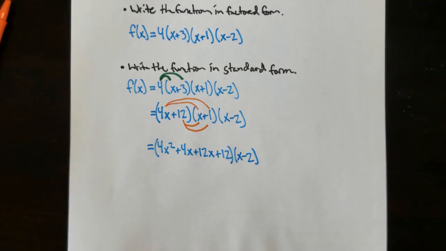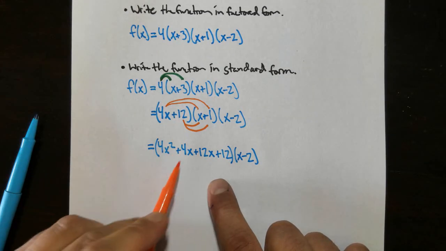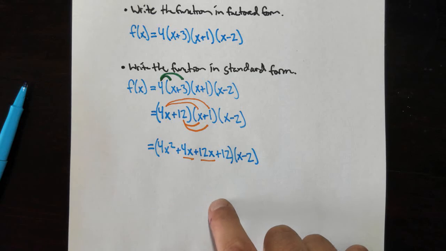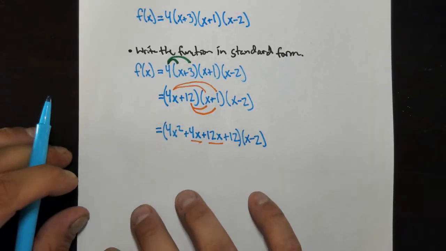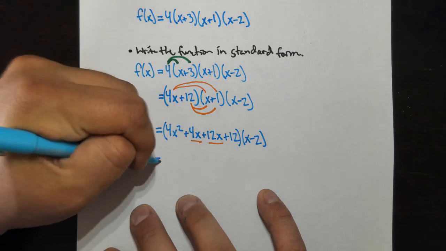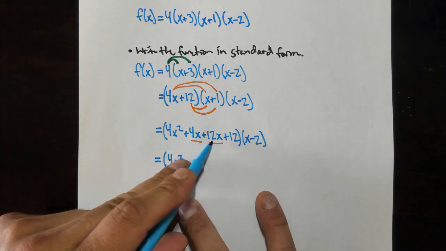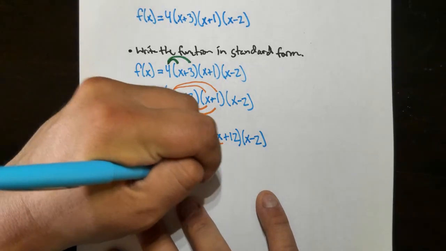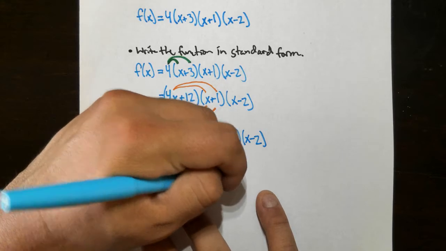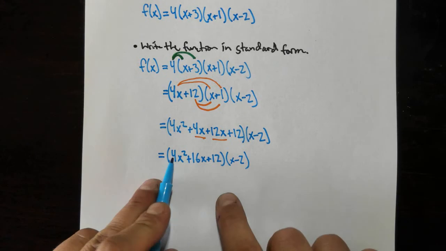Now, before we go ahead and multiply these two together, go ahead and simplify this first factor. Notice we can combine these like terms. By doing so, it's going to make our future multiplication much easier. So we're going to have 4x squared, and then 4x plus 12x is 16x plus 12, and then x minus 2.